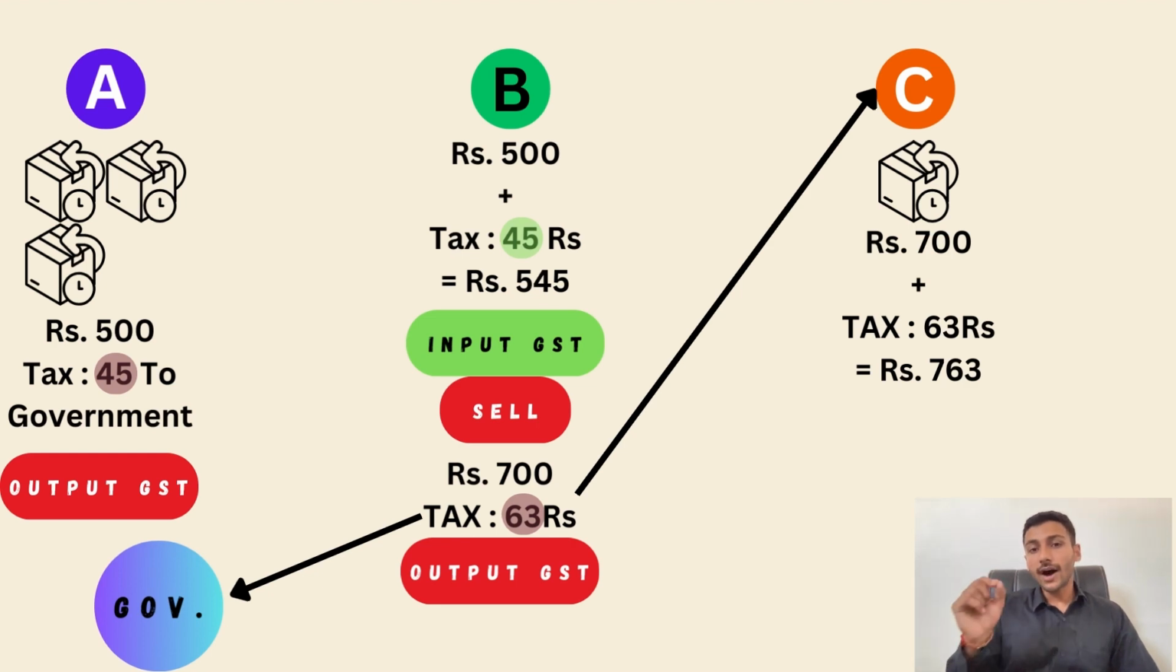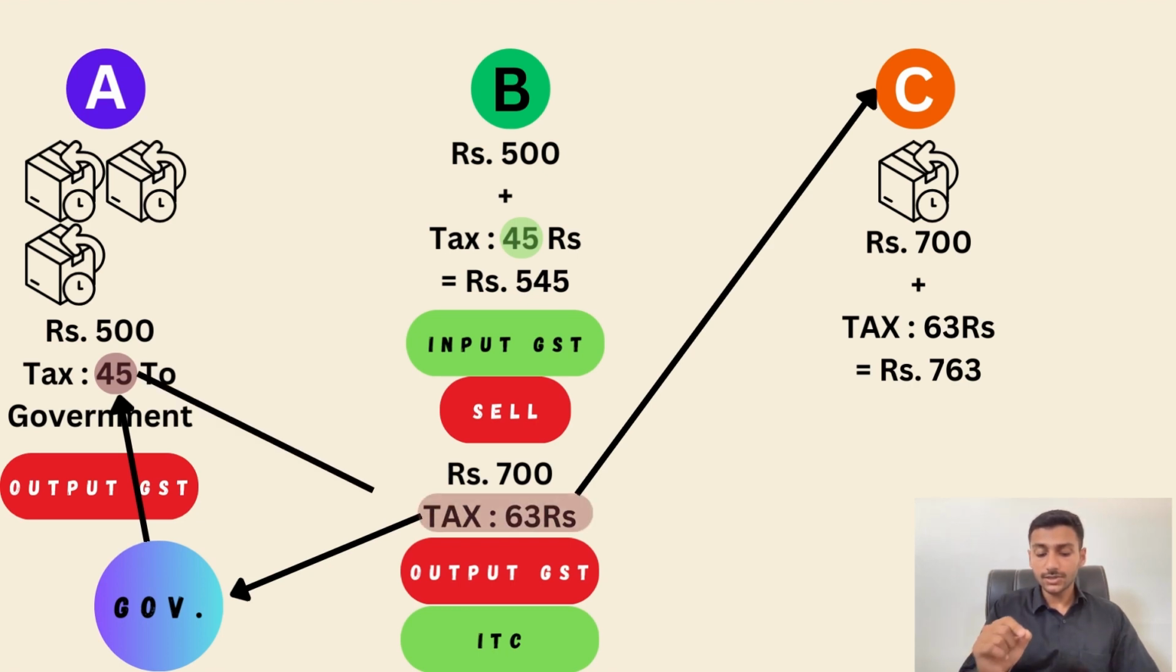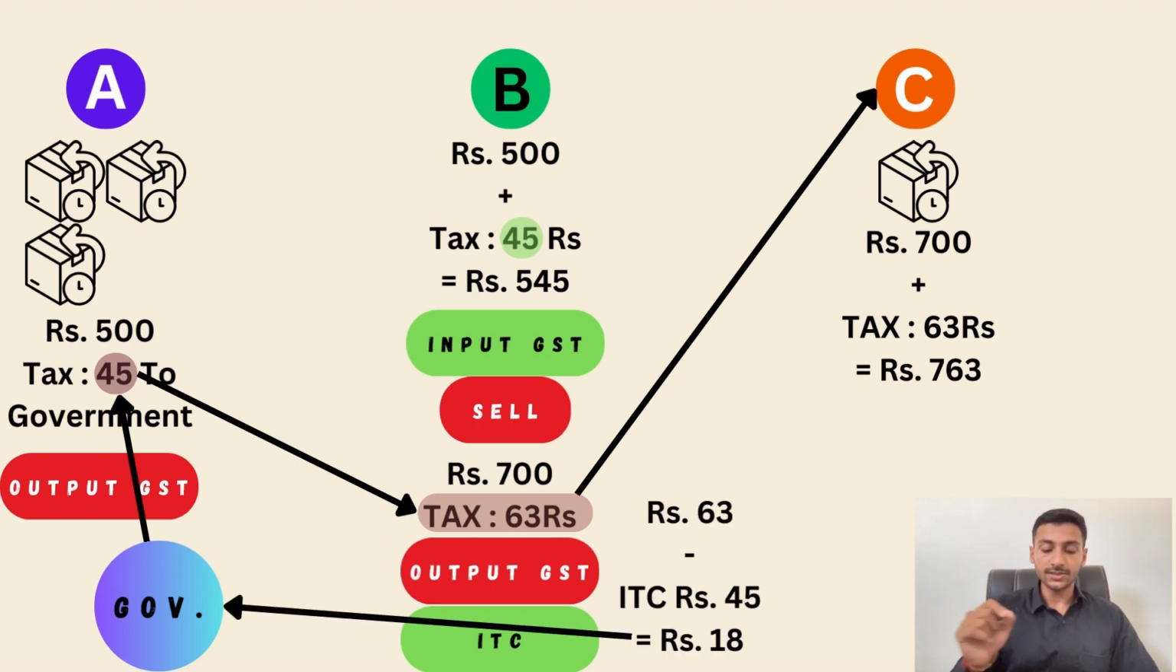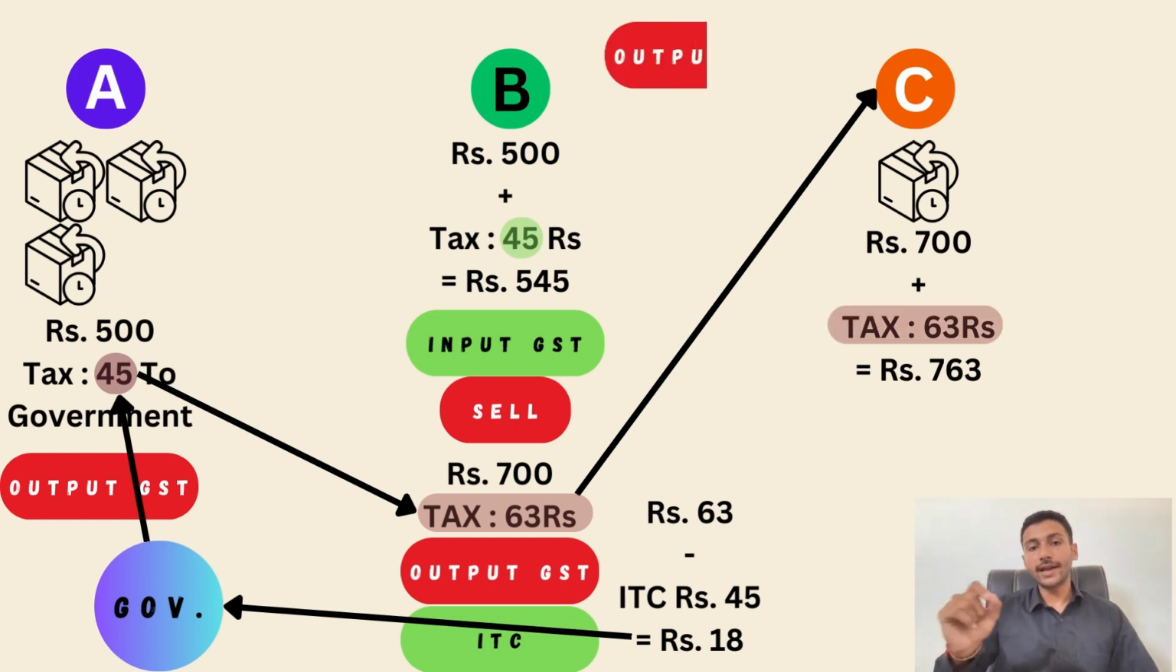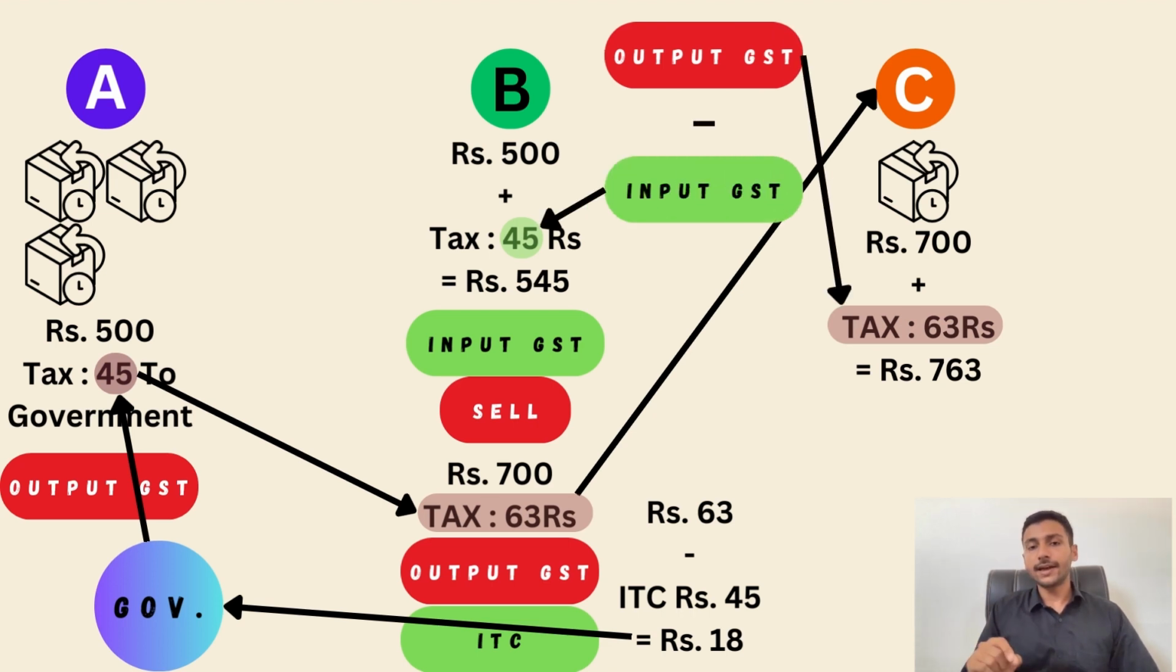Now, here the role of ITC, input tax credit, arises. Here the government says that while purchasing this good for 500 rupees, you had paid 45 rupees tax, and now you do not have to pay this whole again. So you can deduct this 45 from this 63, and you only have to pay 18 rupees. That's the role of input tax credit. We do not have to pay the whole tax that we had received from the final customer. We just have to pay output minus input. The tax which is left, that 18 rupees, we just have to pay.